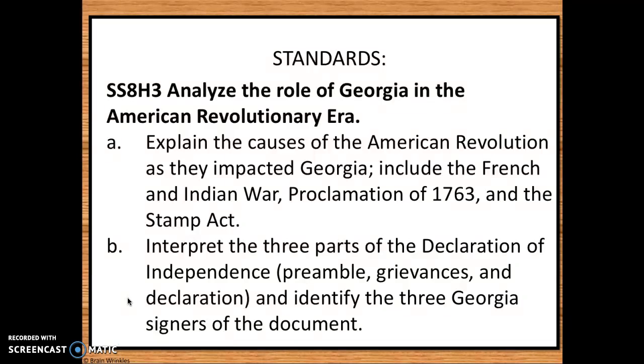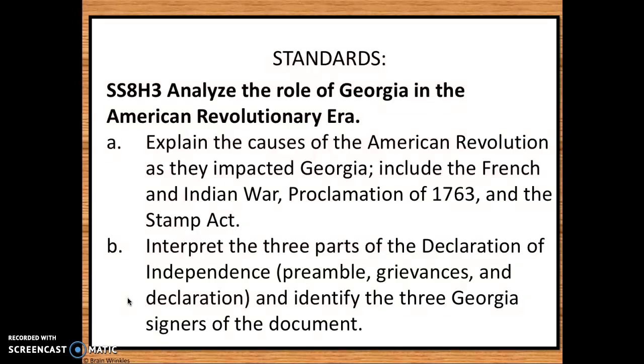A. Explain the causes of the American Revolution as they impacted Georgia. Include the French and Indian War, Proclamation of 1763, and the Stamp Act. B. Interpret the 3 parts of the Declaration of Independence, including the preamble, the grievances, and the declaration, and identify the 3 Georgia signers of the document. Our main focus to get through today is going to be A.